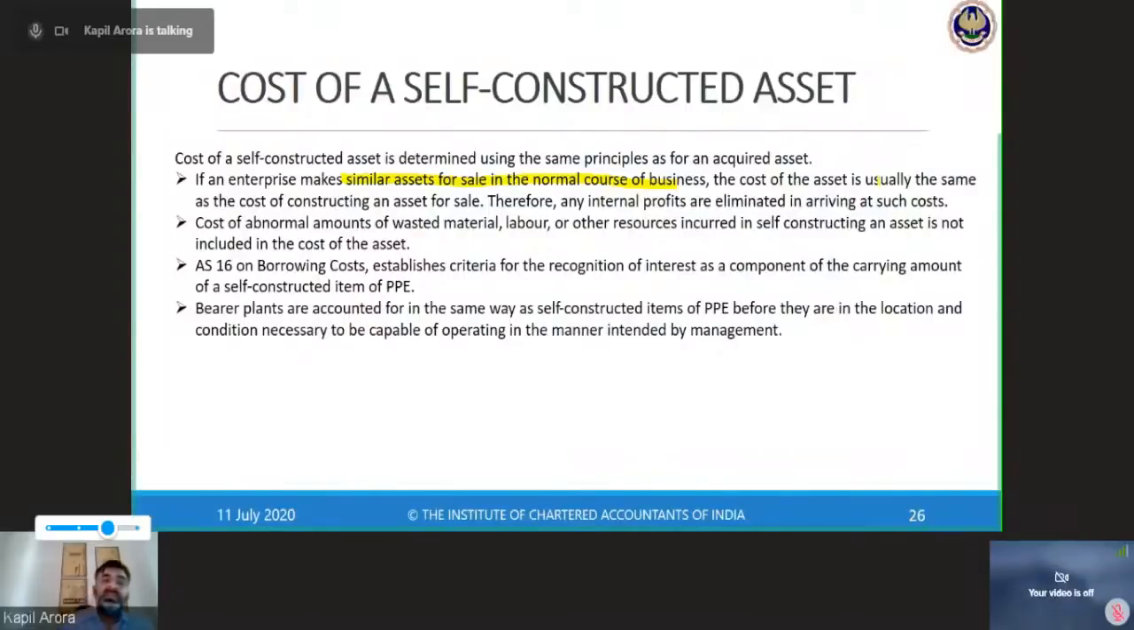Okay. The cost of the asset would be calculated in the same way as the cost of inventory we calculate, which is labor, material, overheads, everything. Cost of abnormal wastage and abnormal labor will not become part of cost. Those abnormal wastages in the material, labor, and everything will be taken to the profit and loss account straight away.